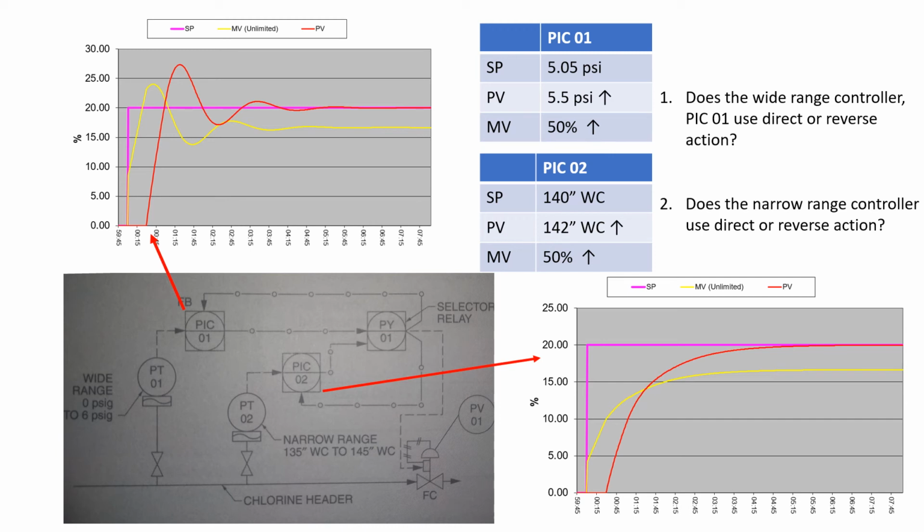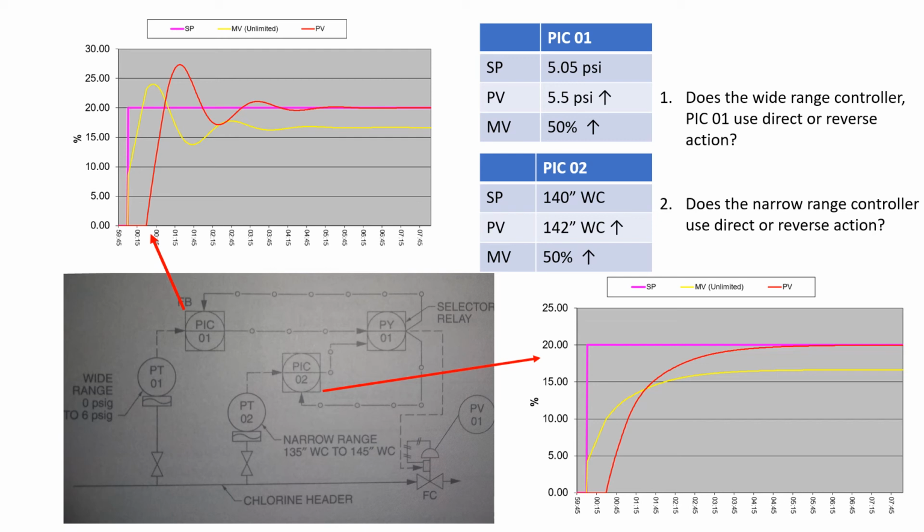Just because it's a tighter control and narrower range, it doesn't matter. It's still direct action. If we get above the set point, we want this valve to open, so we want our manipulated variable to be open. And this is what we want them to kind of look like. This doesn't matter direct or reverse, but this is showing you what it should look like, and why we have two different controllers and a selector switch in general.